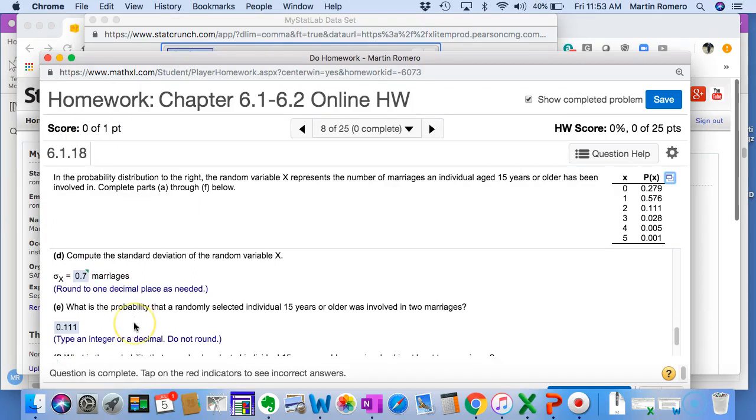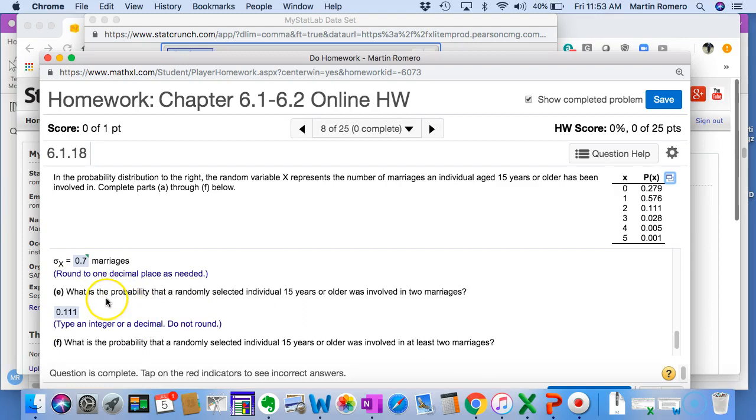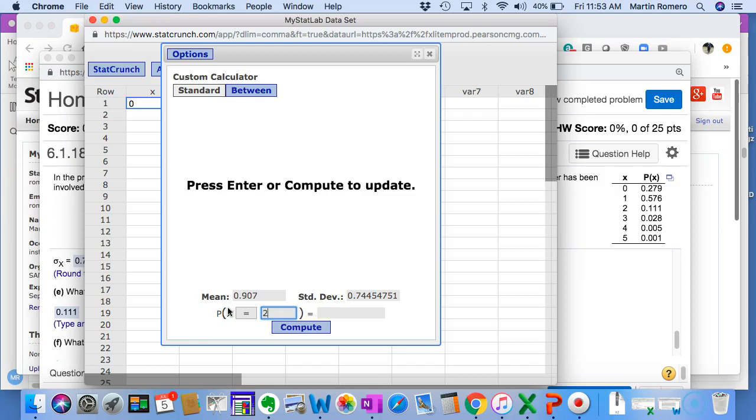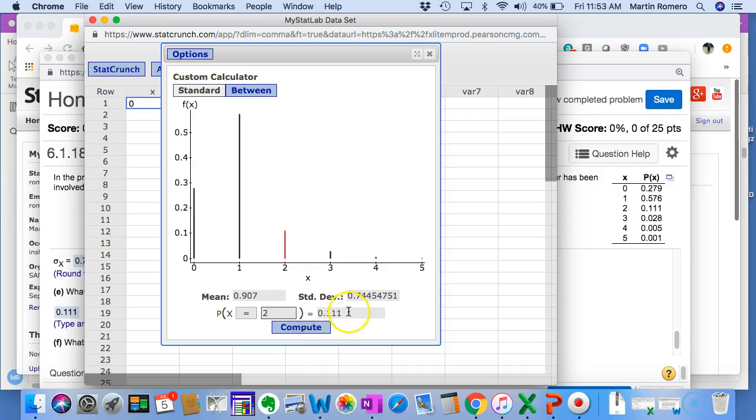And then we can answer random probability questions here. What is the probability the randomly selected individual was involved in 2 marriages? And you get the answer right there, 0.111. Your custom calculator could also do that. I could put that to an equals, put 2 in here, compute, and you get your 0.111.